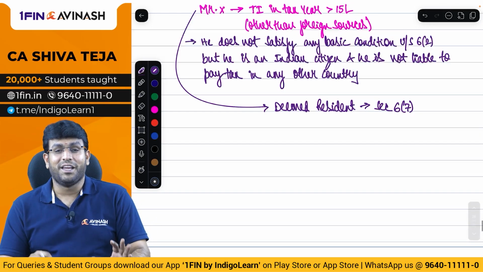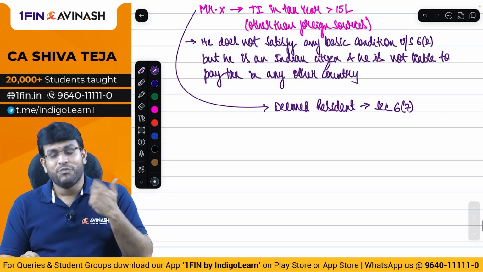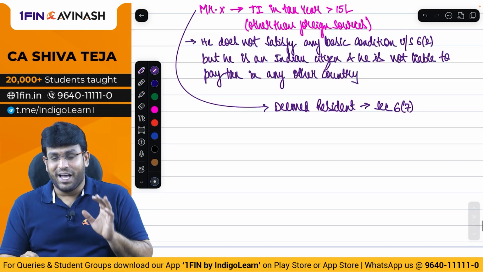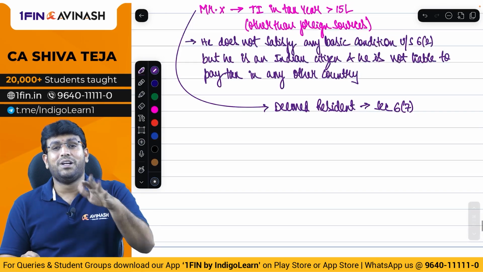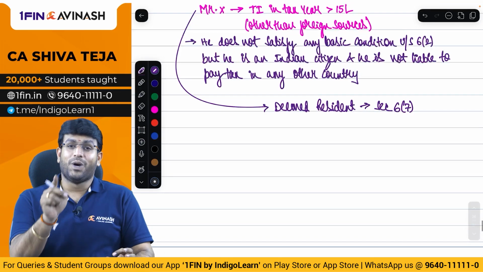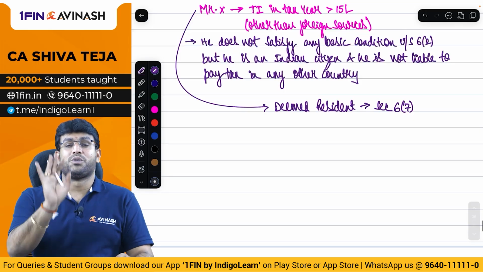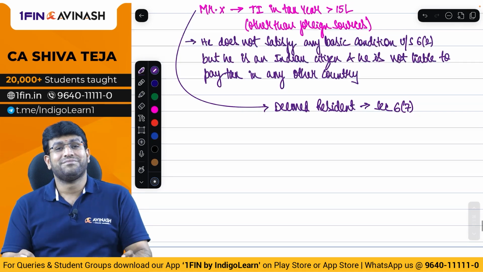So the Indian government is telling you, if you are not liable to tax in any country, we will tax you in India. If you are not liable to pay tax in any other country, we will tax you in India, provided you are an Indian citizen and provided your total income other than foreign source is more than 15 lakh rupees. Then only will we trouble you. If not, we will not touch you.